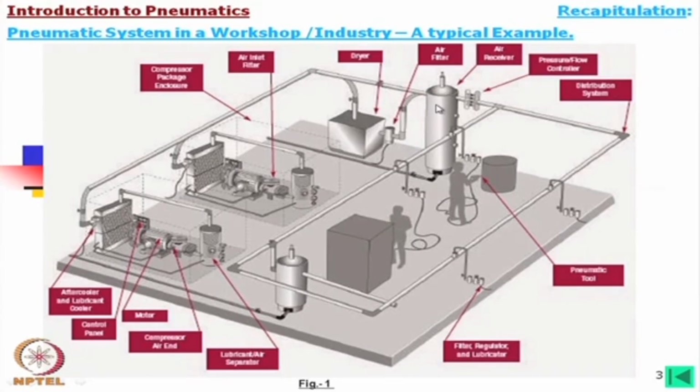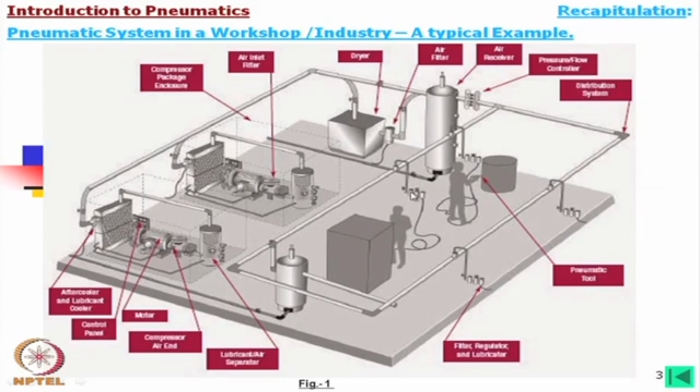Now, this is the main tank and this is the dryer. One dryer we need, a single dryer is there. Then there is a pressure flow controller, and usually you will find at each and every point the filter, regulator and lubricator, called FRL for short. The 3 elements you will find are one lubricator, one filter and another a regulator.